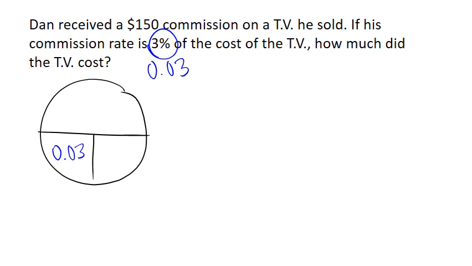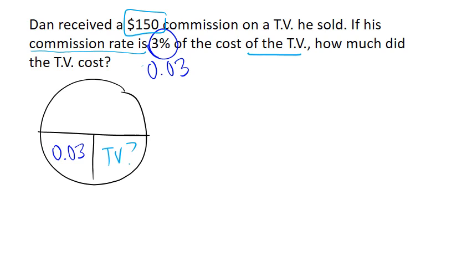So now I need to figure out, where does this $150 go? So he received a $150 commission on a TV, and it's only 3% of the TV. So it says commission is 3% of the cost of the TV. So the TV is the whole. It's based on what his commission rate is based on. So the TV is the main thing. That means the TV is the whole. And that's what we're trying to find.